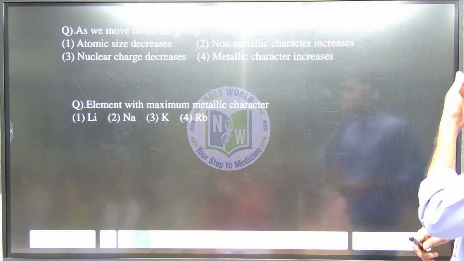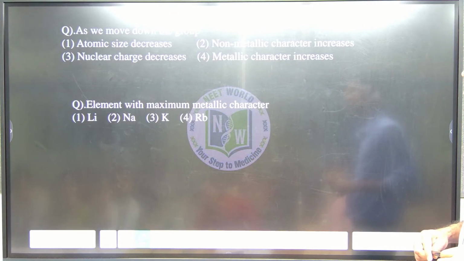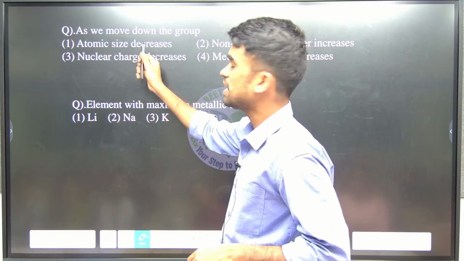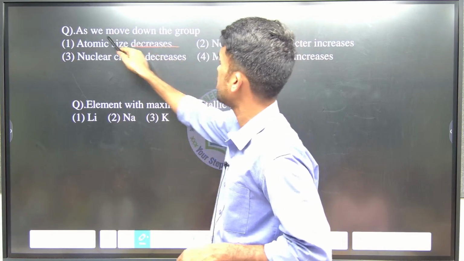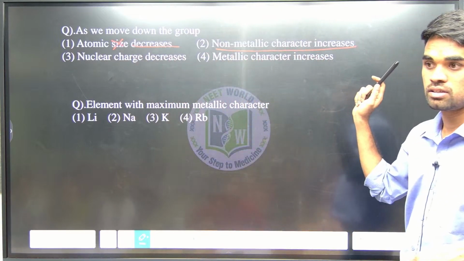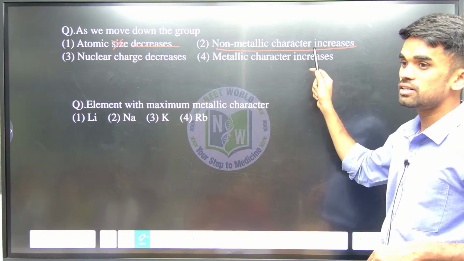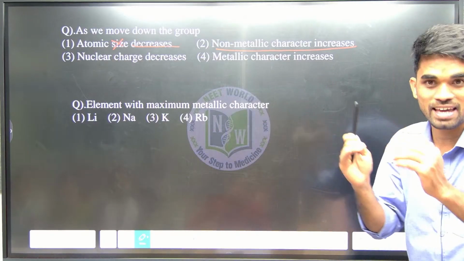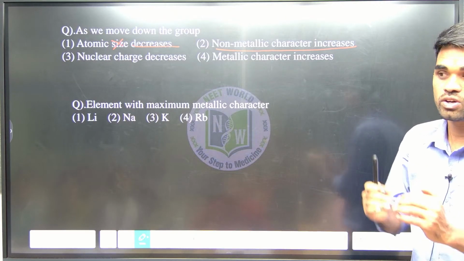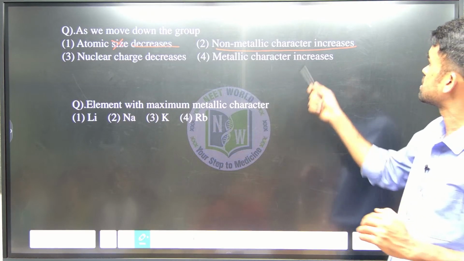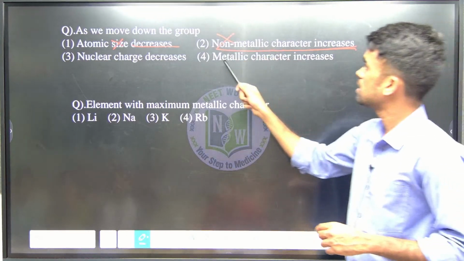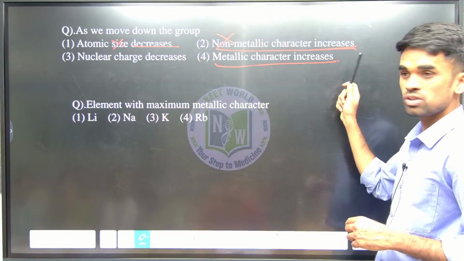As we move down the group, atomic size increases, but they mention decreases, so incorrect. Next, this one, non-metallic character. See, what happens to metallic character, you tell me? Metallic character increases, so non-metallic character decreases. What they are saying? So this is also wrong. Next, this one, metallic character, so it is perfect now.